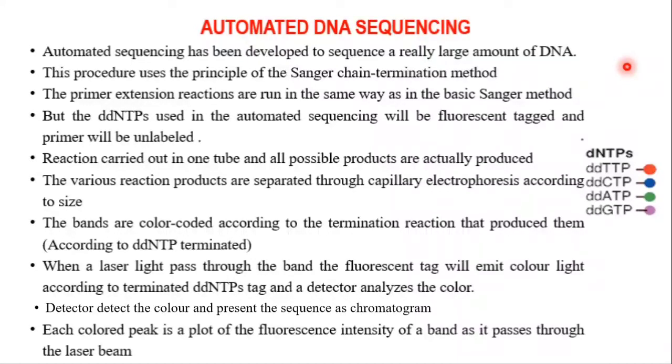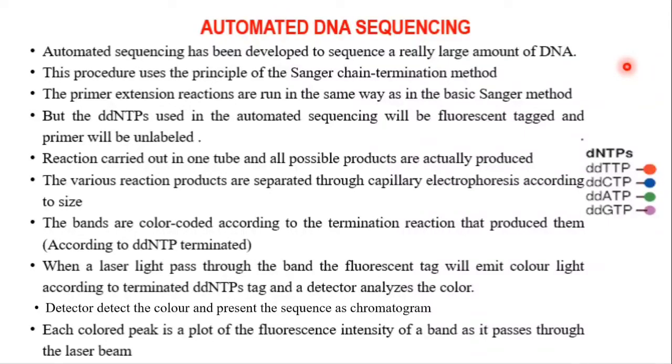And the principle of Sanger's method and automated DNA sequencing is the same. That means chain termination PCR is used in both automated DNA sequencing and the basic Sanger's method of sequencing. The amplification and primer extension reaction are also the same as in the basic Sanger's method.